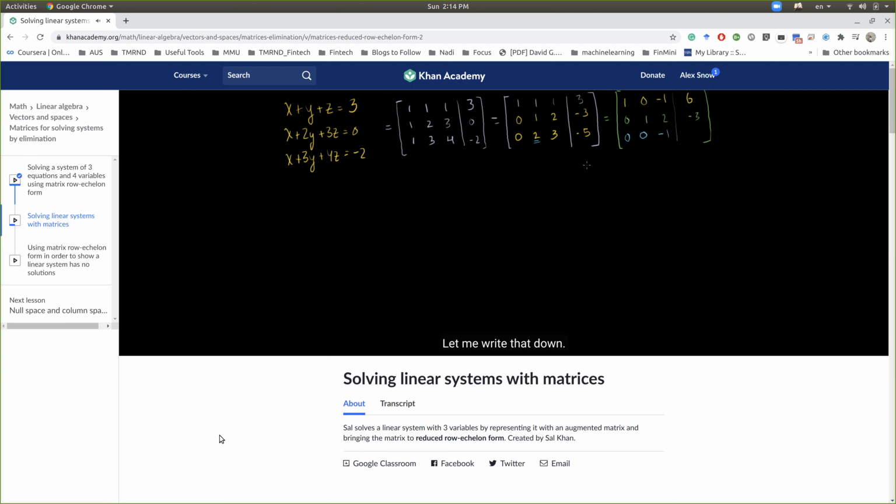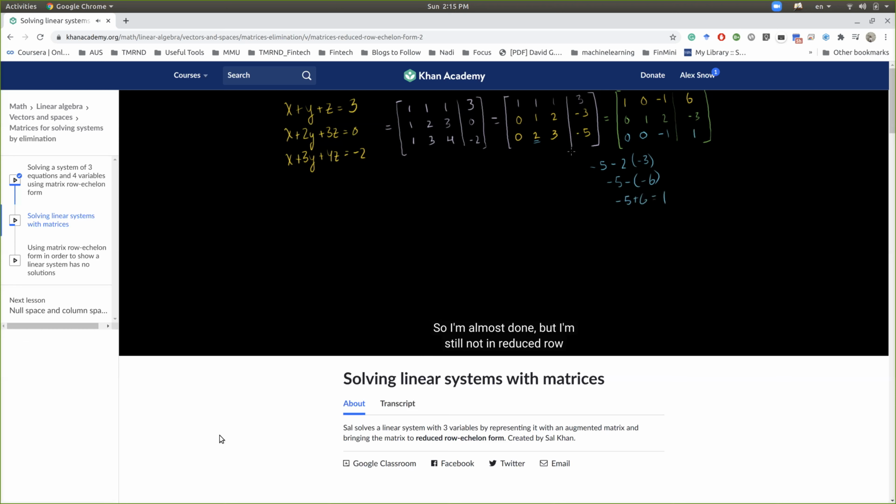Let me write that down. Minus 5 minus 2 times minus 3. It's minus 5 minus minus 6. That's minus 5 plus 6, which is equal to 1. I really wanted to make sure I didn't make a careless mistake there. So that is equal to 1.